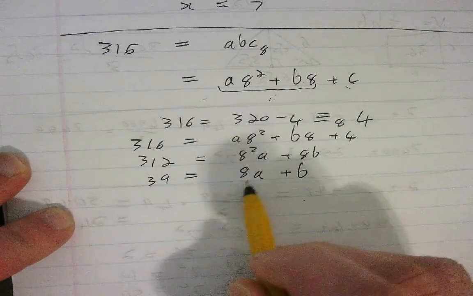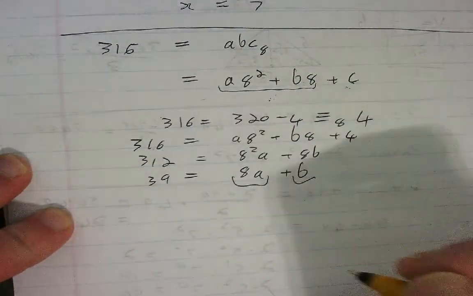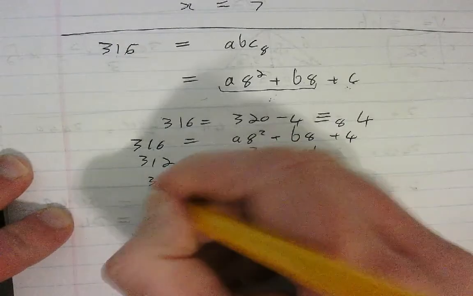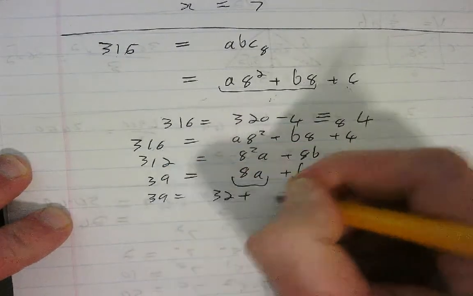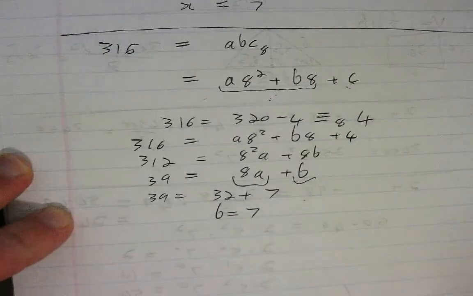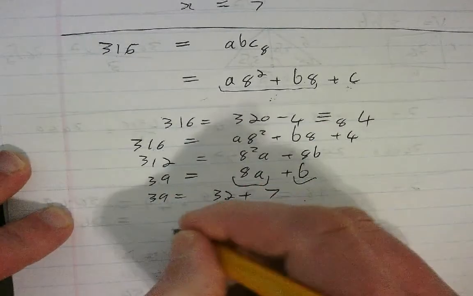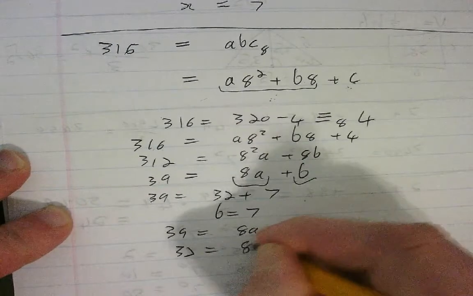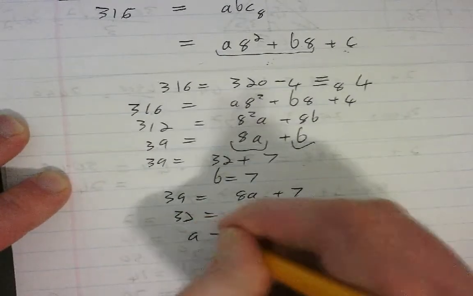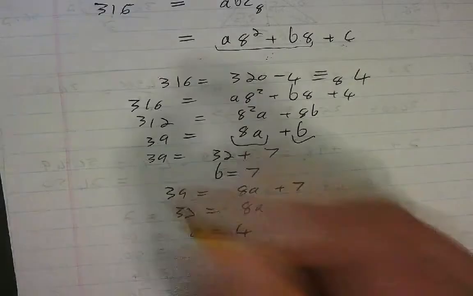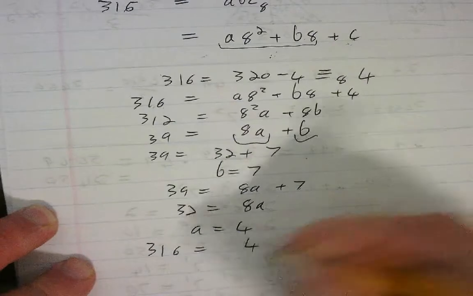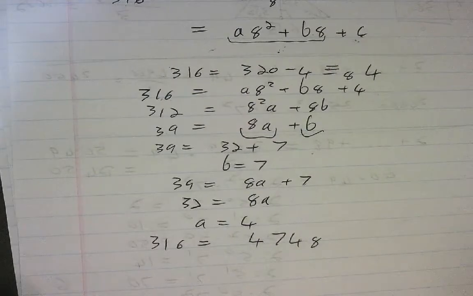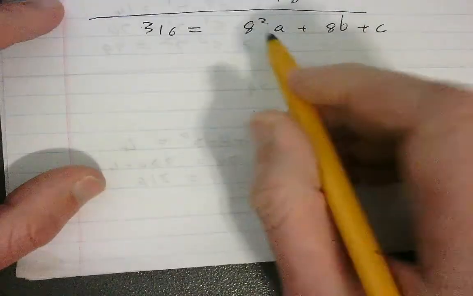And again, we've got this is a multiple of 8, and this must be smaller than 8. So it'll be the remainder when this is divided by 8. 39 is just equal to 32 plus 7. So that means b is 7. Plugging that in, we get 39 is 8a plus 7. We get 32 is 8a, therefore a is equal to 4. So 316 is 474 in base 8.